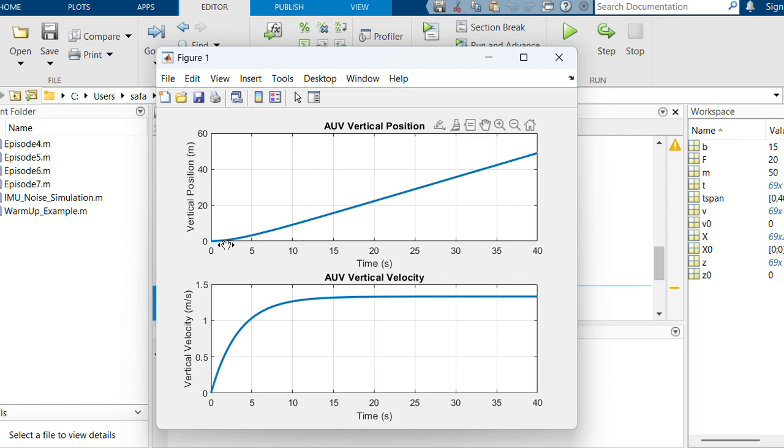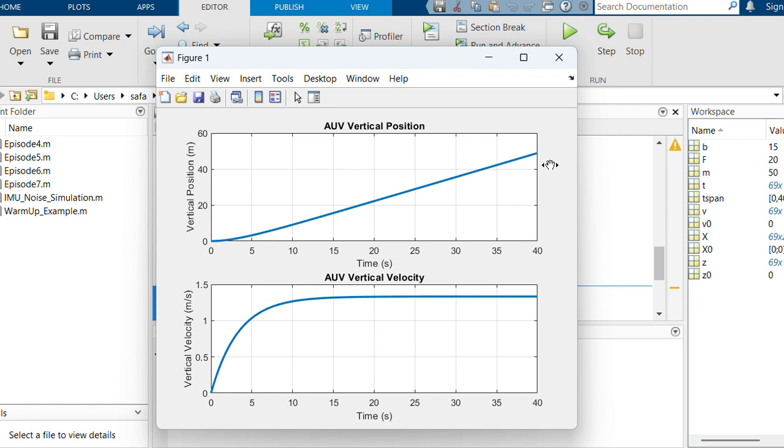And here, since velocity becomes approximately constant, position grows almost linearly with time. This behavior is exactly what we would expect from a simple dynamic system.